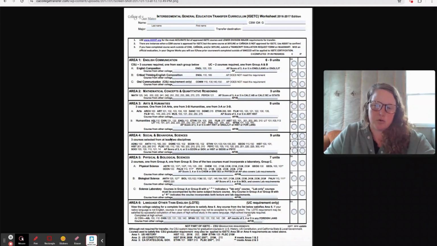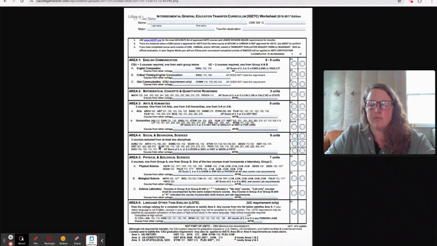So then there's social and behavioral sciences, 3 courses selected from at least 2 disciplines. I don't know what that is. I'm assuming this is anthropology. There's that other one I don't know again. Economics, ethnic studies, I'm assuming. Geology, history, not sure what that is.